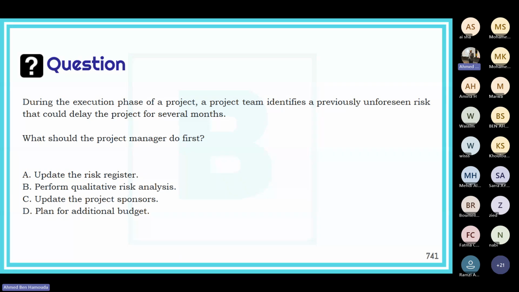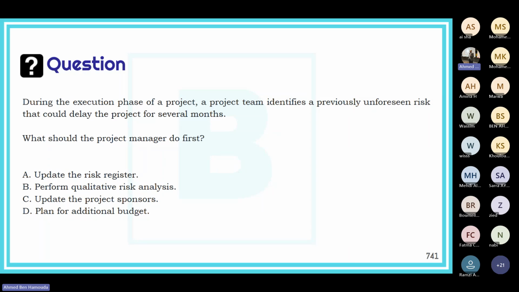During the execution phase of a project, the team identifies a previously unforeseen risk that could delay the project for several months. What should the project manager do first? Update the risk register, perform qualitative risk analysis, update the project sponsors, or plan for additional budget. Now, definitely not plan for additional budget. That's not the first thing to do.